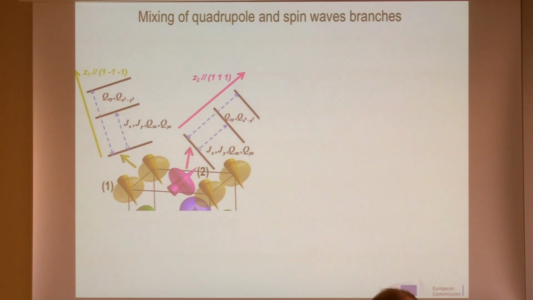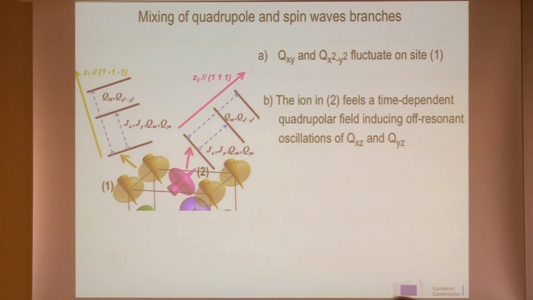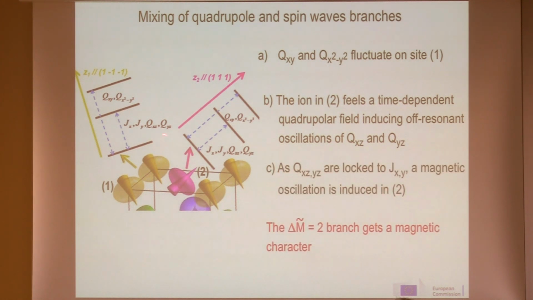Another thing that is easy to understand is that you have to expect a mixing between quadrupole and spin wave branches. Suppose, for instance, that in site 1, you have fluctuations of these 2 quadrupoles that couple -1 to +1. Then at site 2, the ion will feel a time-dependent quadrupolar field that can induce off-resonant oscillations of these 2 quadrupoles. But these 2 quadrupoles are locked to Jx and Jy.